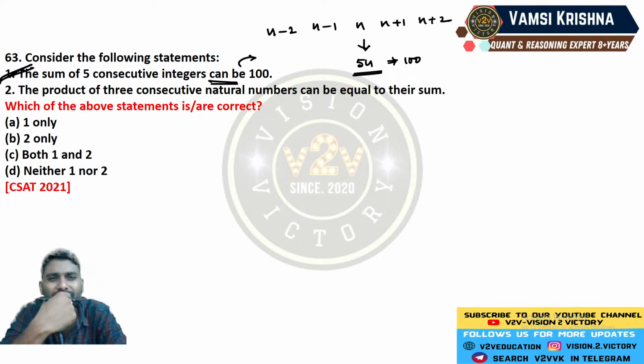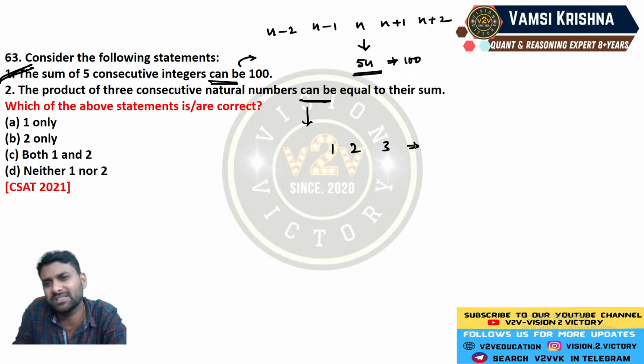Second one, the product of 3 consecutive natural numbers can be the sum. It is also possible, means there is one possible case. Let us assume in this way: 1 plus 2 plus 3 is equal to 6, 1 into 2 into 3 is equal to 6. You can apply the trial and error method. So, answer, both conclusions validate each other.